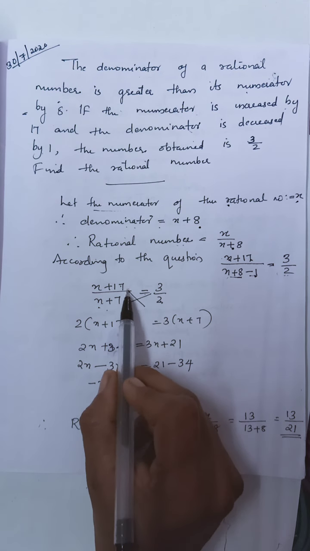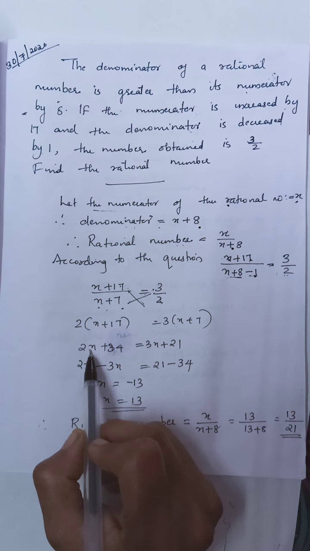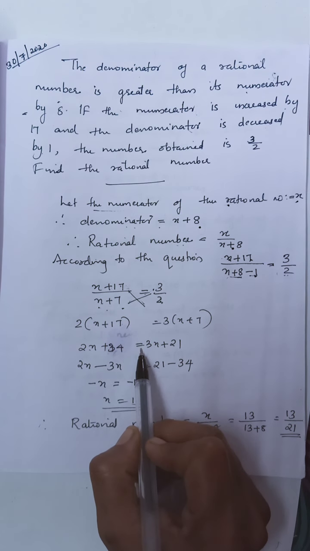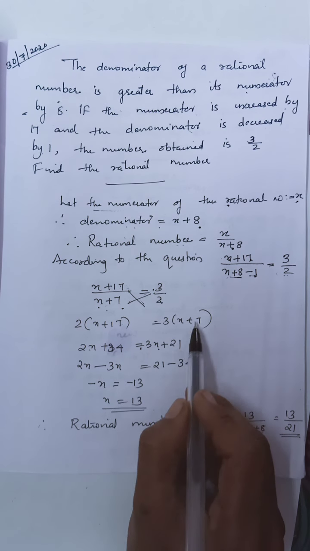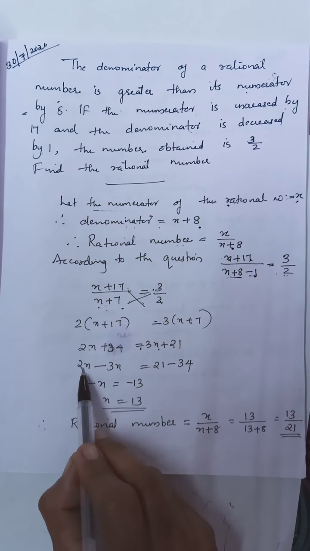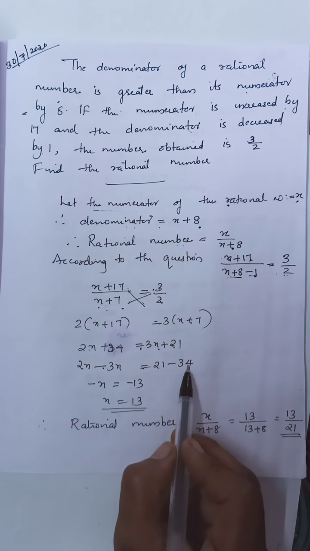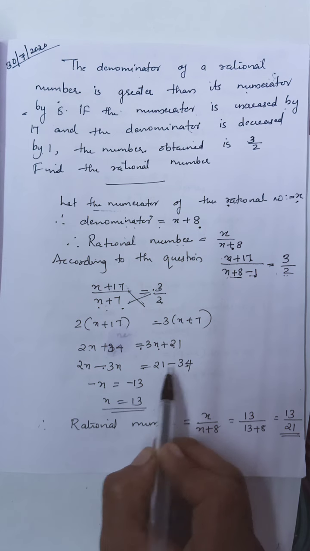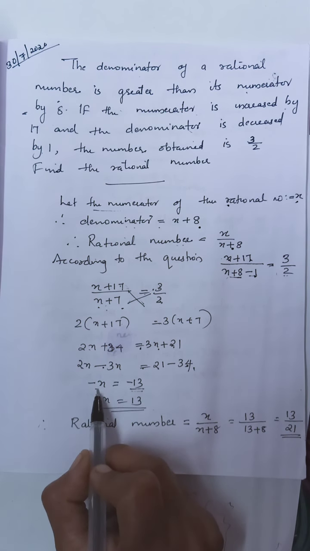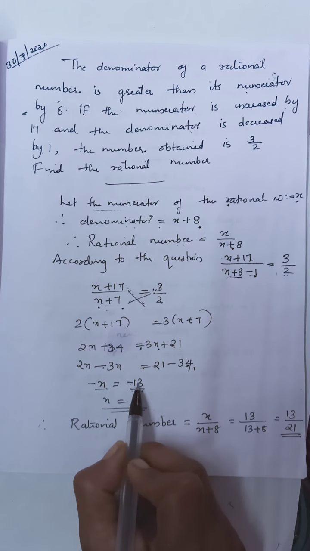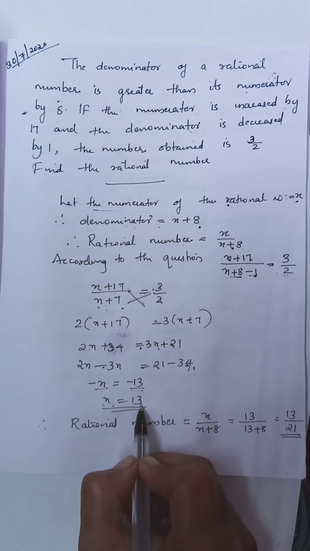Then you know how to solve it. Just cross multiply. Open the bracket, we get 2x plus 34 is equal to 3 into x, 3x plus 3 into 7, 21. Then 2x minus 3x is equal to 21. You take that 34 to the right side, it becomes minus 34. 21 minus 34, it is minus 13, and 2x minus 3x is minus x. So in both sides we have negative sign, so we can cancel it. Okay. So x is equal to 13.